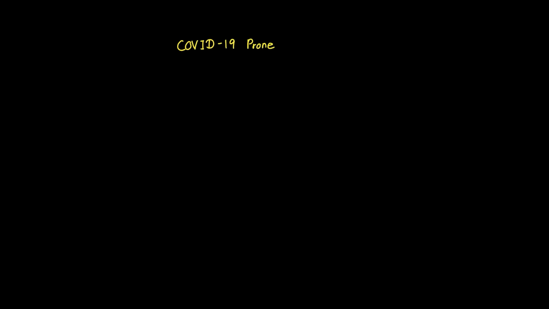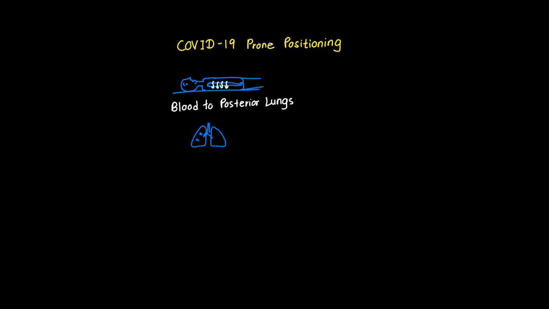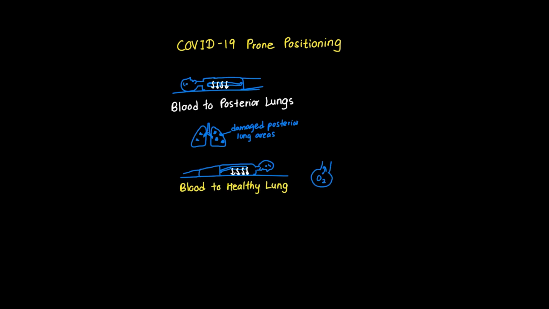Prone positioning in severe COVID-19 works through a fascinating redistribution of lung perfusion. In supine position, gravity pulls blood predominantly to the posterior lung regions. However, COVID pneumonia primarily affects these dependent posterior areas, creating severe ventilation perfusion mismatch. When we flip patients prone, gravity redirects blood flow to the anterior lung regions. This dramatically improves oxygen exchange by matching blood flow with functional alveoli.